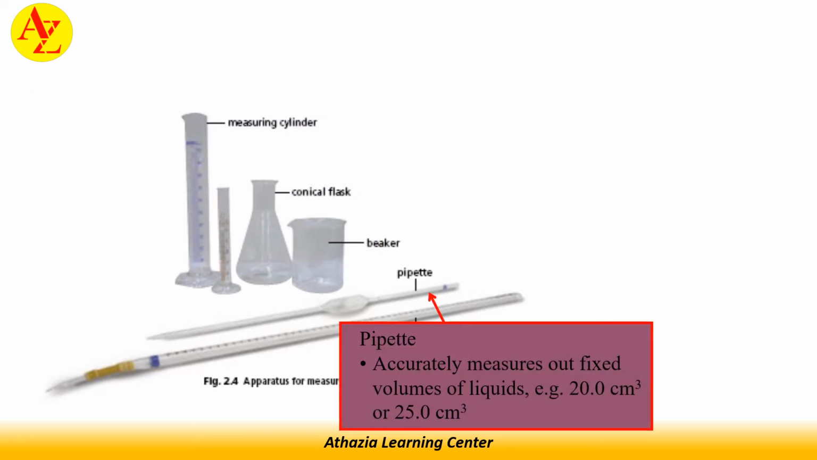Pipette, used to accurately measure out liquid of fixed volumes, for example, 20 centimeter cube or 25 centimeter cubes. So the difference between burette and pipette: with a burette we can measure any volume as long as it is a multiple of 0.1 centimeter cubes. But pipettes come with a fixed size, for example, 20 centimeter cube, 25 centimeter cubes, or 10 centimeter cubes, depending on the size of the pipette itself.